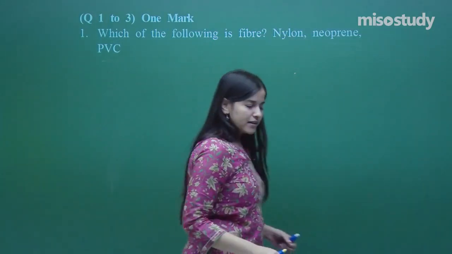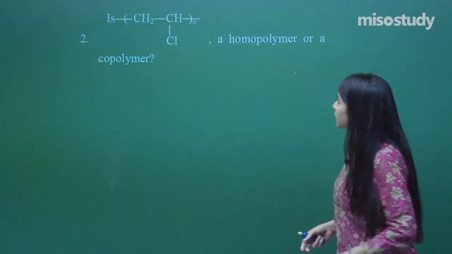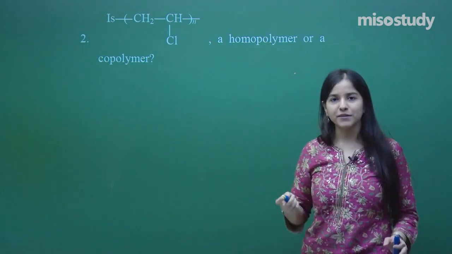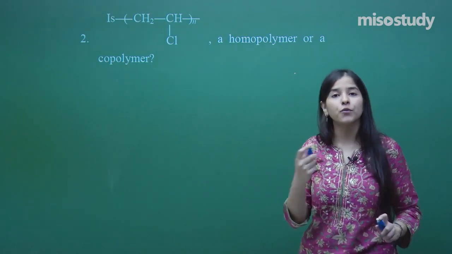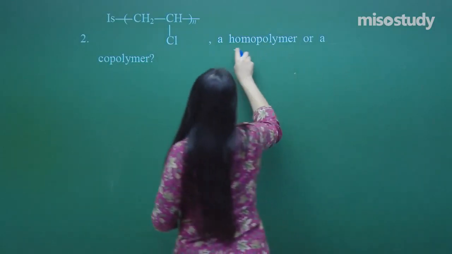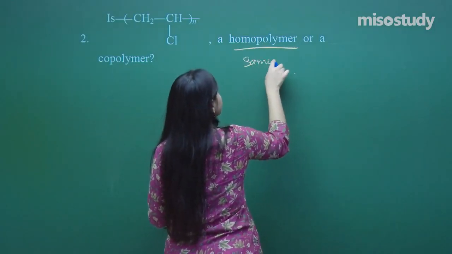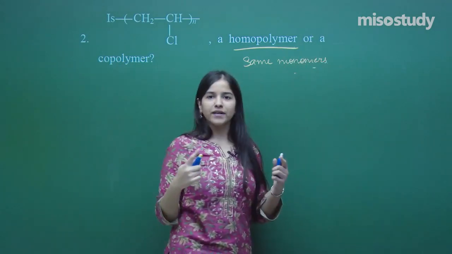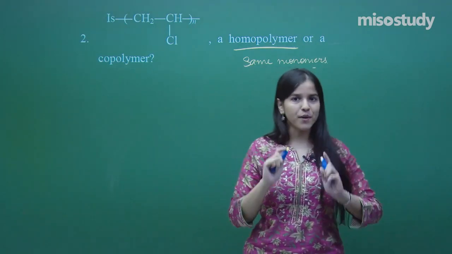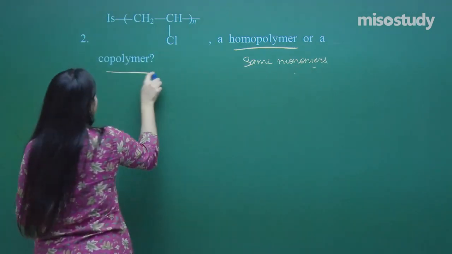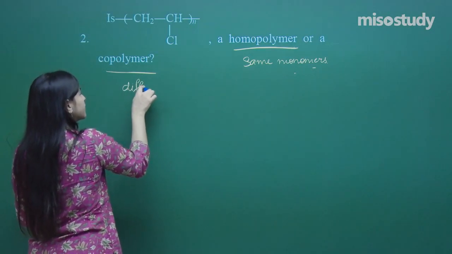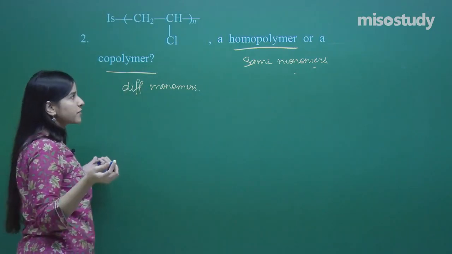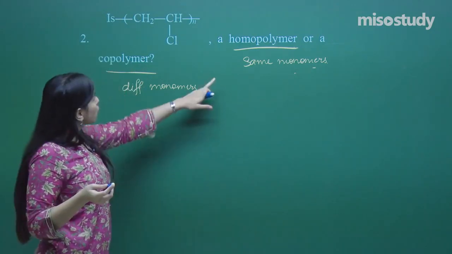Okay, again a 1 mark question. So what is it saying? Is this a homopolymer or a copolymer? First of all, you should have knowledge of what a homopolymer is. Homopolymer means having the same monomers, which are added together, addition polymerization, remember? Copolymer means having different monomers, and this is known as copolymerization.